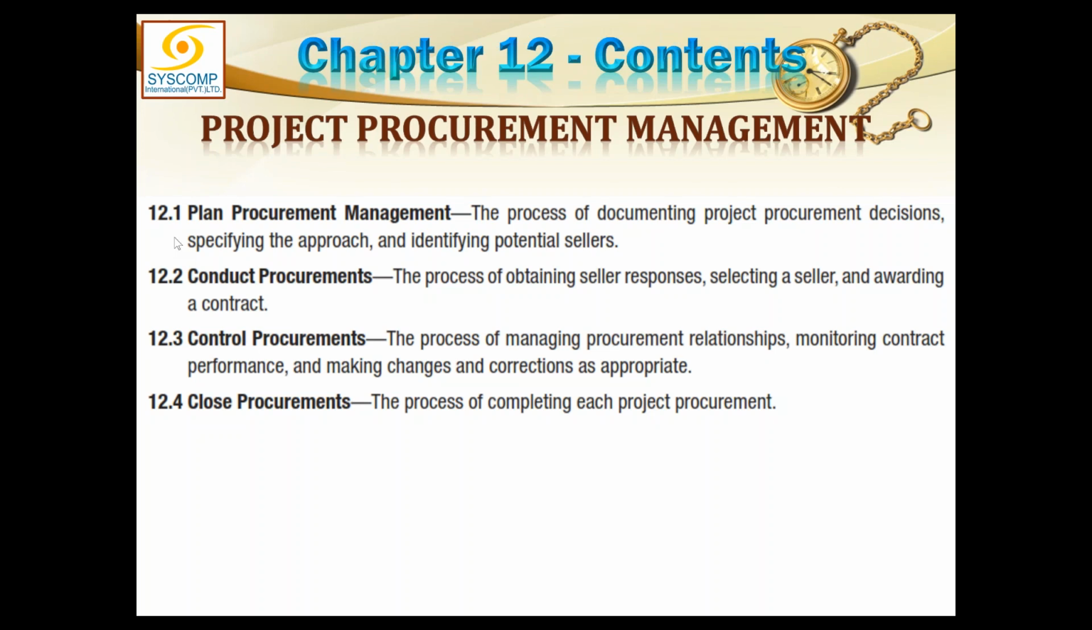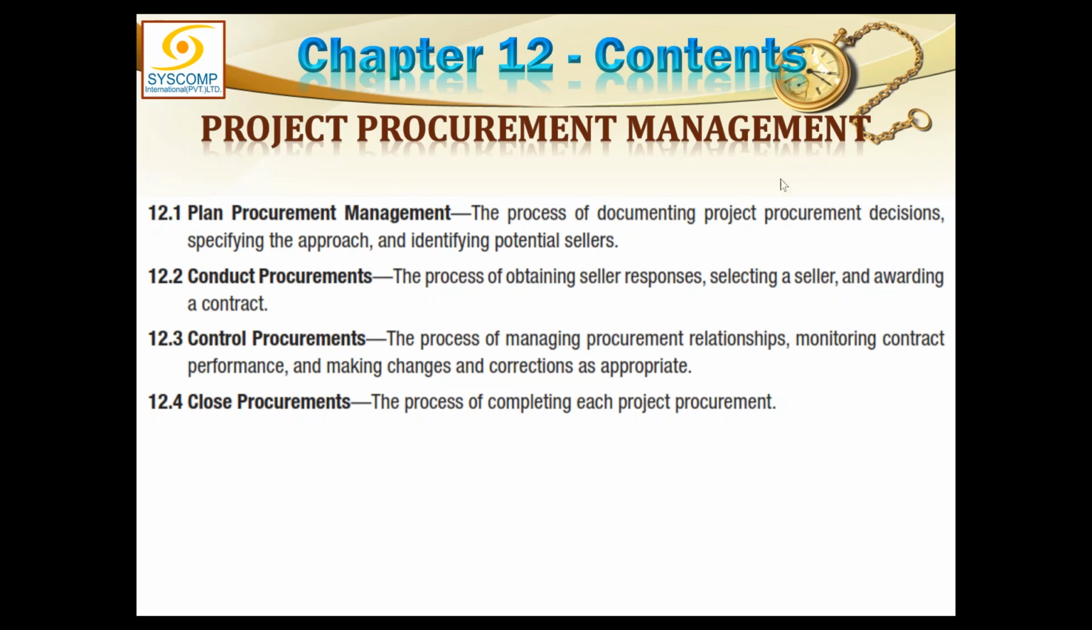So our job is to sign the contract. As soon as we have signed the contract, we are done with conduct procurements. Now, when the job is actually done by the contractor, we would then be in control procurements. And this process is about managing procurement relationships according to the contract, monitoring the contract performance, and making changes and corrections as appropriate. And finally, in the closing process group, we have close procurements, which is the process of completing each project procurement.